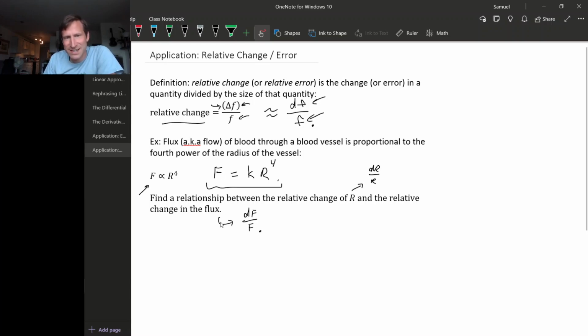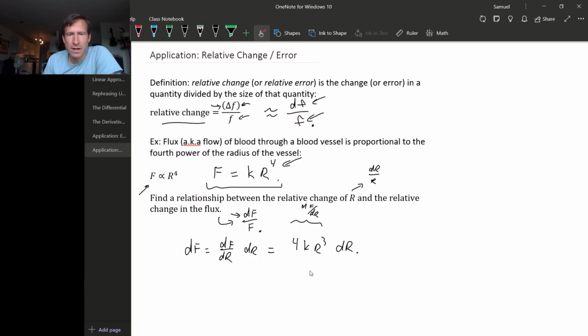Well, I guess we should start out by just calculating df, since we're going to need to know that. So df, well, df is, just by definition, df/dr times dr. And we can calculate df/dr. We can just calculate this derivative. So it's 4 times k times r cubed. So that's, right, this part right here is df/dr. And now we need to multiply by dr.